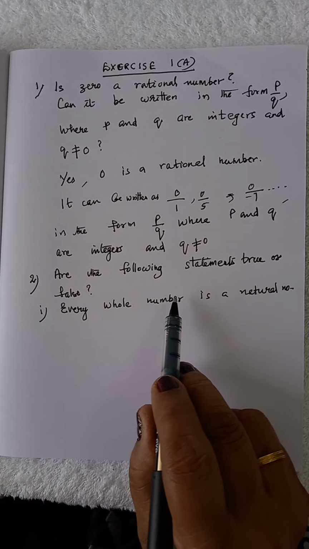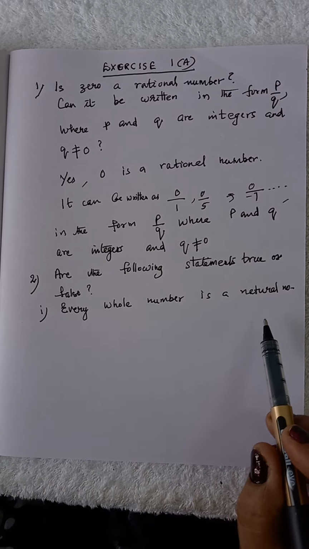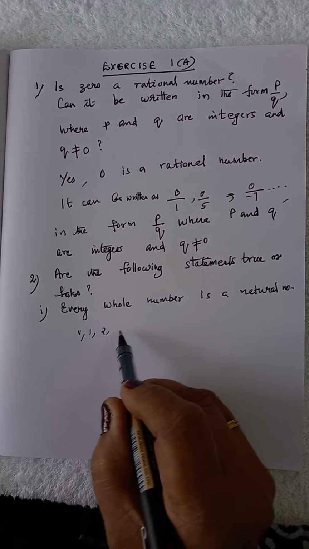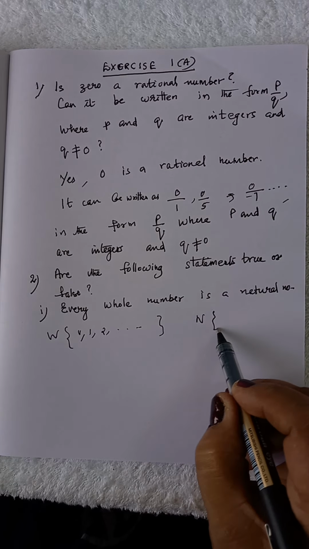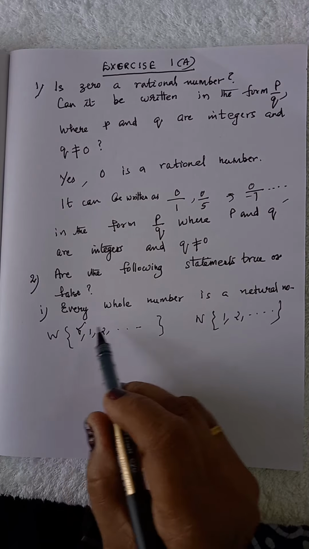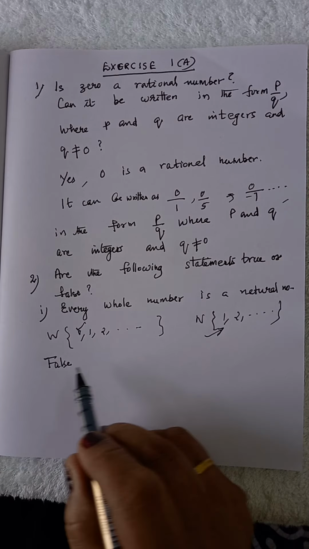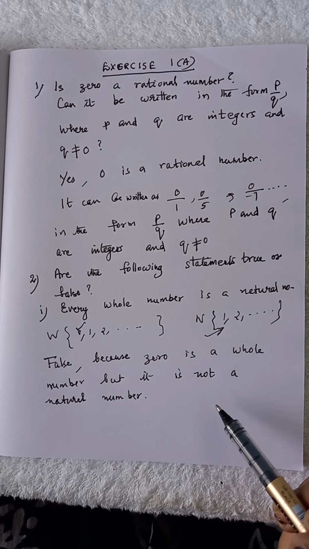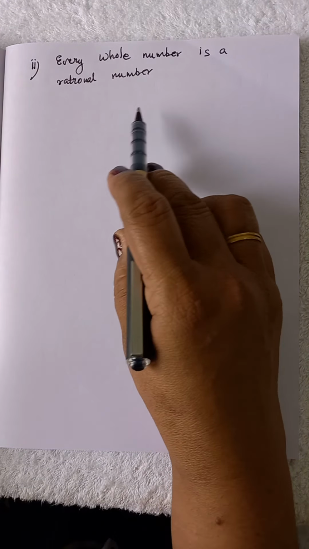Second question: are the following statements true or false? First one is, every whole number is a natural number. So here we know whole numbers start from 0, 1, 2, 3 etc., whereas natural numbers start from 1, 2, 3 etc. So this 0, which is a whole number, is not present in the natural numbers. We can say that the given statement is false because 0 is a whole number but it is not a natural number.